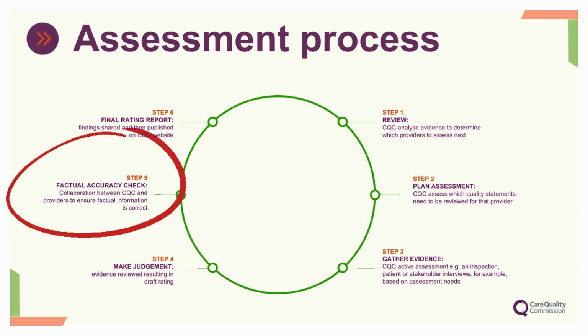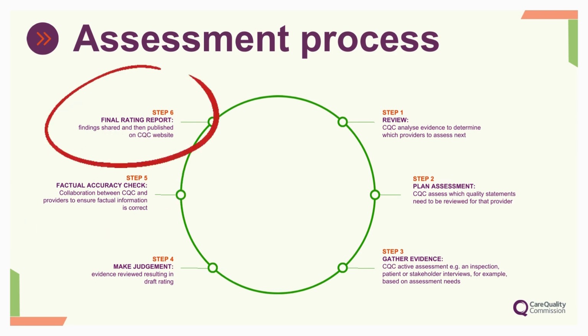The next step will be a factual accuracy check. This includes asking you to check the factual information we have used to reach our judgment and ratings. This process gives our assessment teams and providers the opportunity to make sure they consider all relevant information that will form the basis of our judgments.